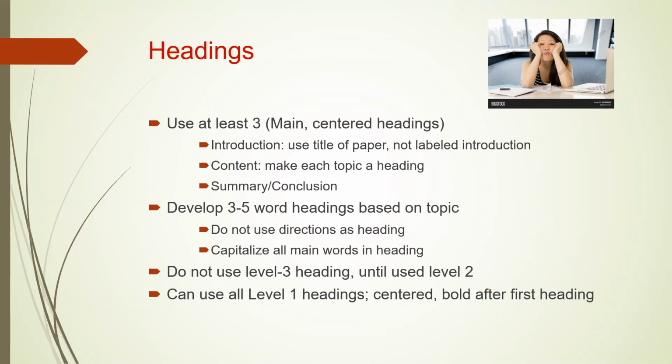You could use all level 1 headings for the paper, which are centered and bolded after the first heading. You can use level 2. You don't have to. You can't use a level 2 unless you've used a level 1. You can't use a level 3 unless you've used a level 2. I don't see any reason to use a level 3 heading. I used a total of 3 of them in my 150 page dissertation. You really don't need a level 3 heading. And yet they tend to confuse people because they have a different format.